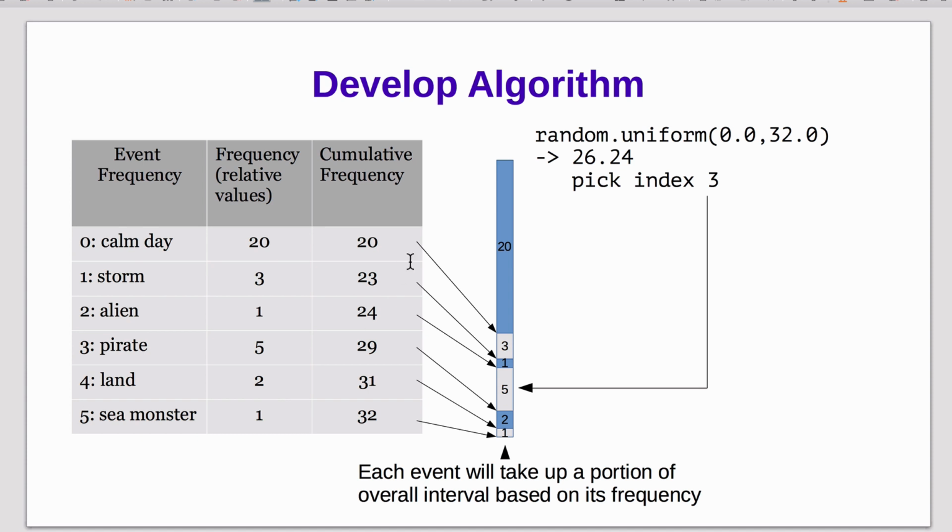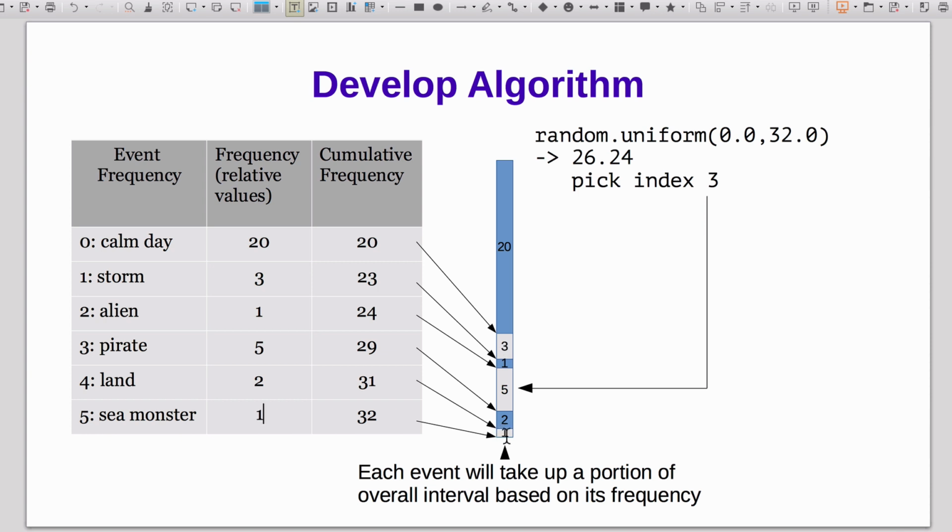To do this, we build an interval where we lay out each event, and the amount of space it takes on the interval is relative to its frequency. So we store an interval that starts at 0 and goes up to the sum of all the frequencies. The first segment will be 20, the next segment 3, so you can see the sizes of the segments are exactly these frequency values. If you sum all of these, the end of the interval will be 32.